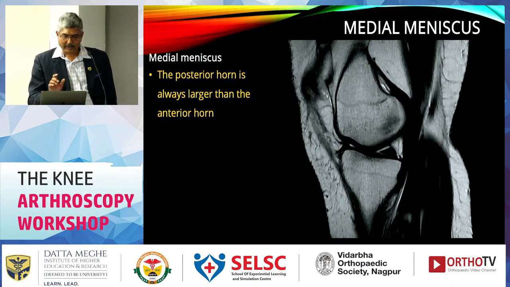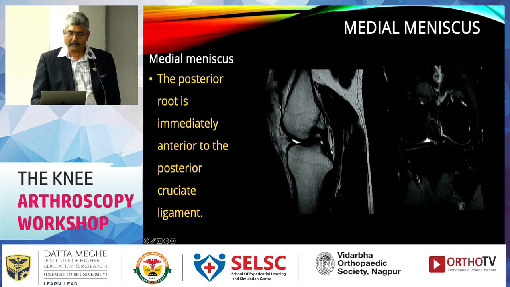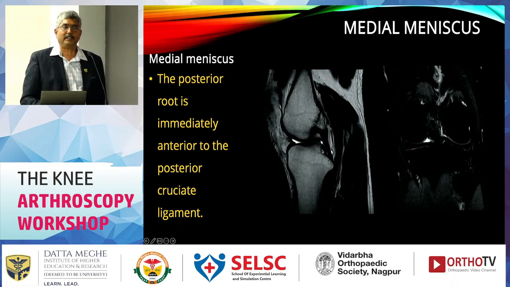If the anterior horn is larger or of the same size, suspect some tear there, or maybe it is post-operative. So likewise, one has to properly take the history. Never forget to look at the root. The posterior root is in relation to the posterior cruciate ligament, and it is inserted just immediately anterior. If you can't see this small root of the medial meniscus, which is inserted anterior to the PCL, suspect there might be a root tear.